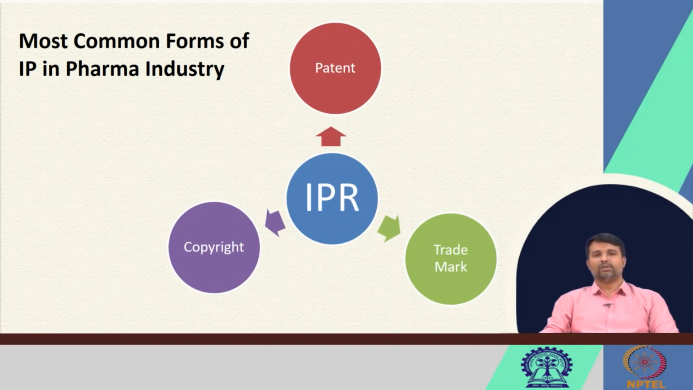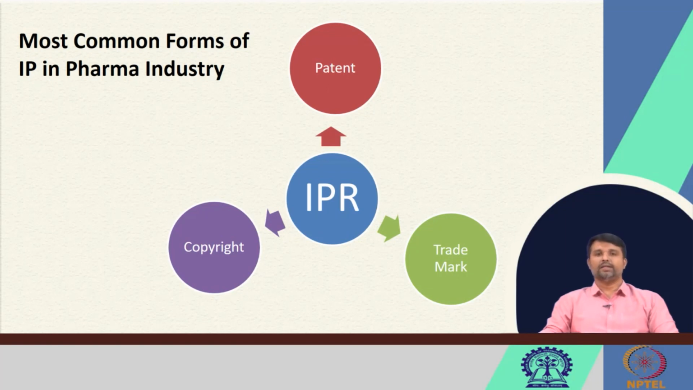Then copyright will be used mainly to protect software or computer programs which are used in the healthcare industry. Apart from software, there will be different manuals, periodicals or reference books which can also be protected under the copyright. And there could also be designs or formulations which could be represented in graphical format. These are also protectable under the copyright law. So, the most common forms of intellectual property rights which are used in the pharma industry are patent, trademark and copyright.